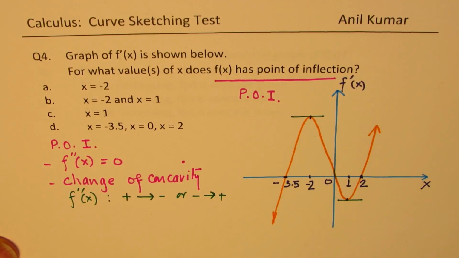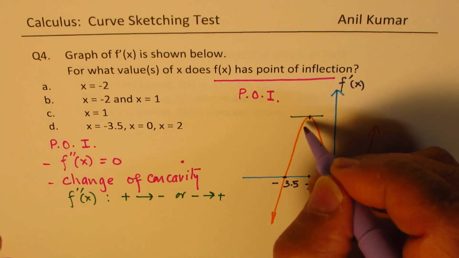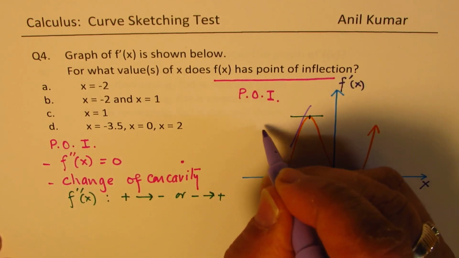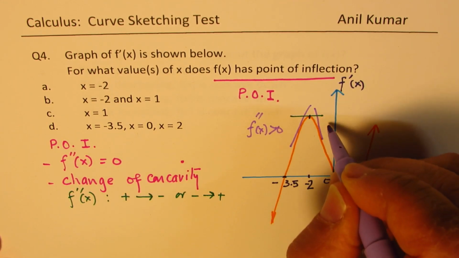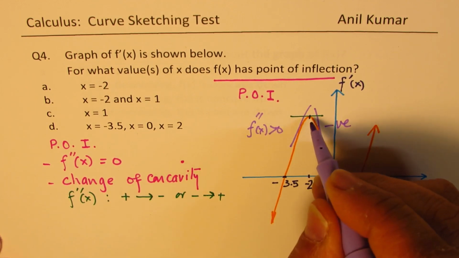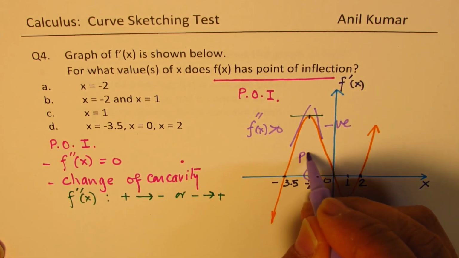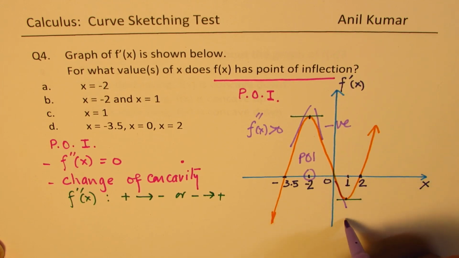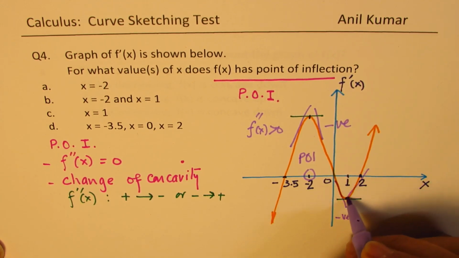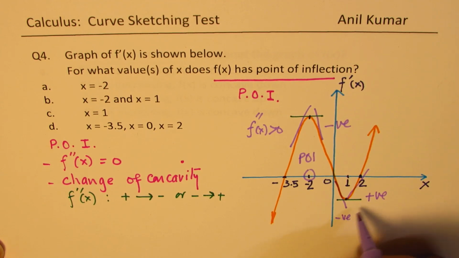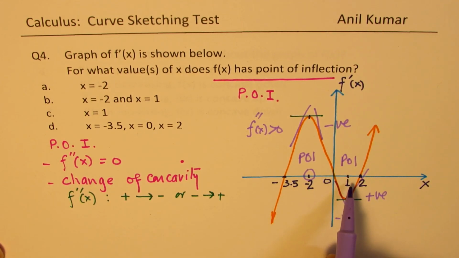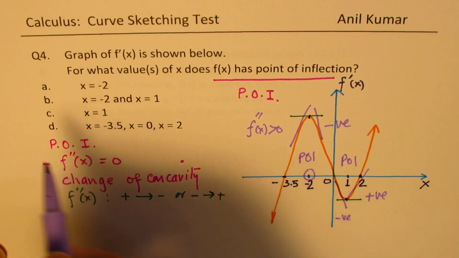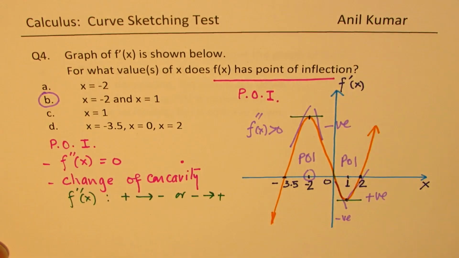Now in this case, you can clearly see that at these points here, the second derivative is positive, right? And on this side, it is negative, correct? So definitely we have this as a point of inflection. In this case, it is negative, and on this side, it is positive. So it changes from negative to positive, being 0 at the turning point. So this is also a point of inflection. So we have 2 points of inflection, which are at -2 and 1. So option B is the correct option. Is that clear to you?